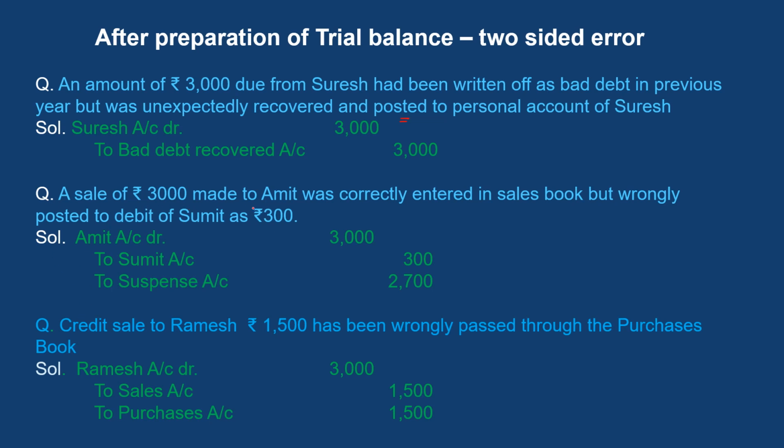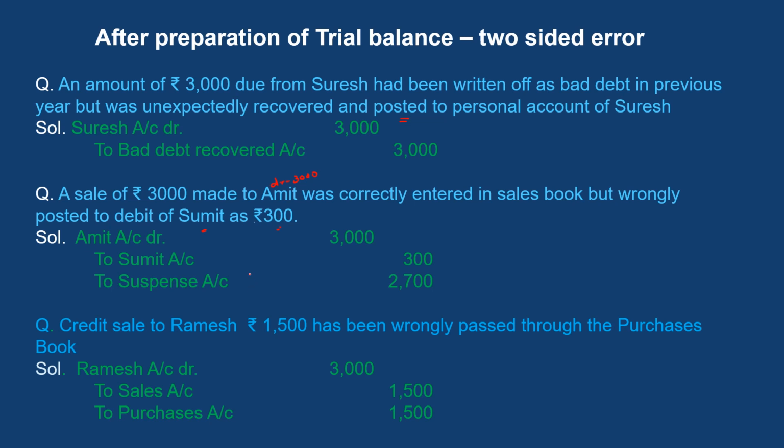A sale of 3,000 made to Amit. So there was a sale made to Amit. The entry was correctly entered in the sales book. In the sales book, there's no problem, but it was wrongly posted to the debit of Sumit account. So it should have gone to the debit of Amit 3,000. That did not happen. What happened? While posting, they posted to Sumit account. They have debited, and that also with a wrong amount.